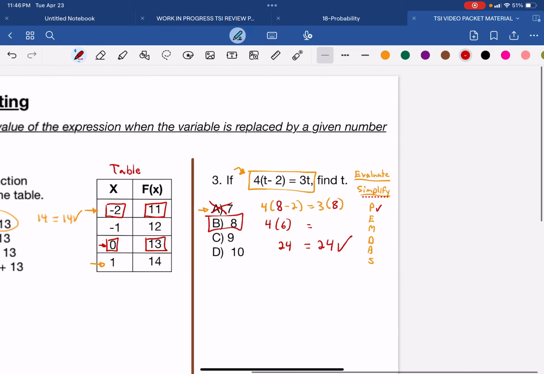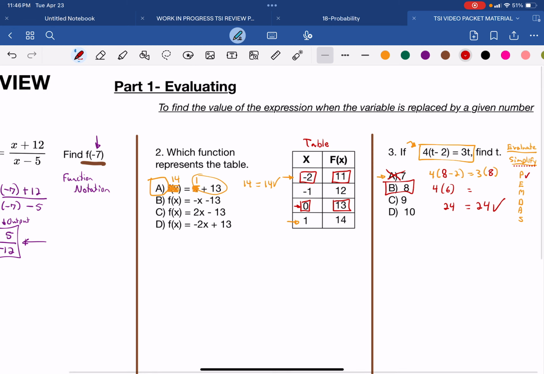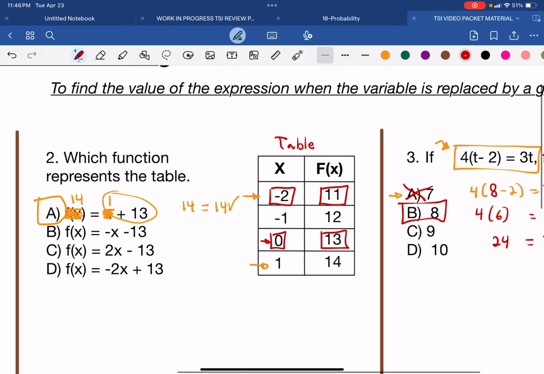So remember to use the skills of evaluating, especially with answer choices. If you don't know how to do it, that will be your best bet.